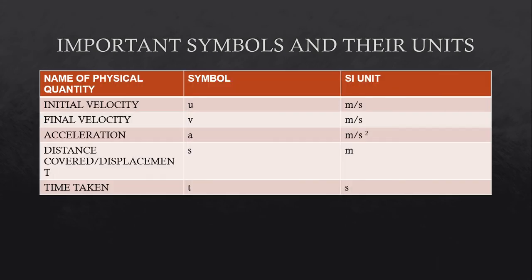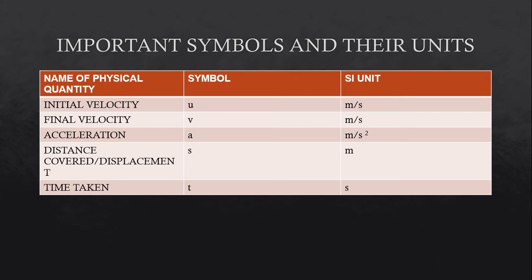Now, important symbols and their units. Last time, in fact, we have revised these symbols. This time, once again, I want you to recall all those important symbols. So, the first one is initial velocity. The first physical quantity we have taken here is initial velocity, and the symbol is U. SI unit is meter per second.